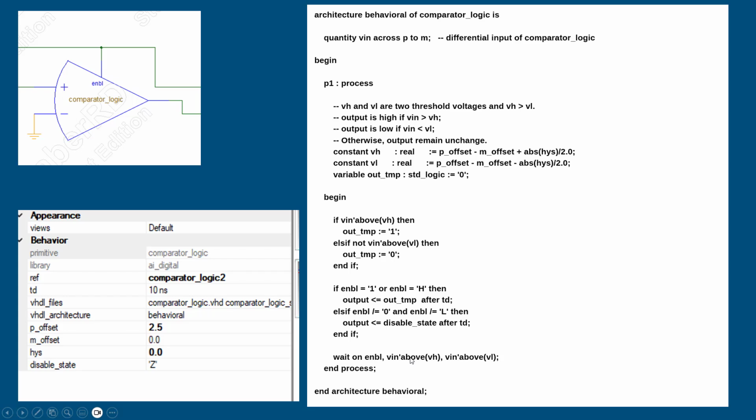This block waits for any change on enable, Vin above VH, or Vin above VL. If something happens, then we have some if, else if logic. So you can see how we can model this comparator with VHDL-AMS.